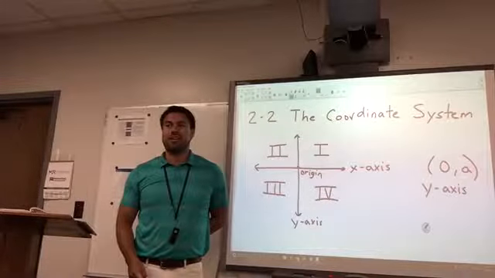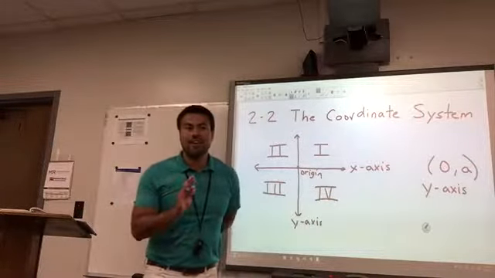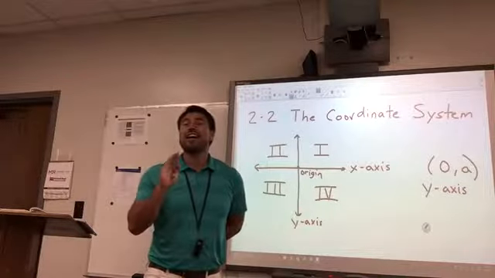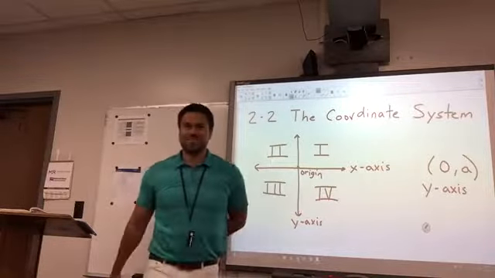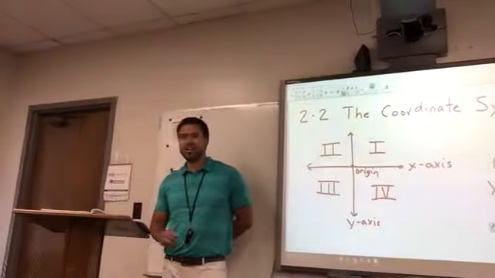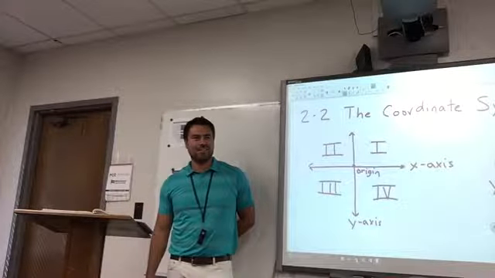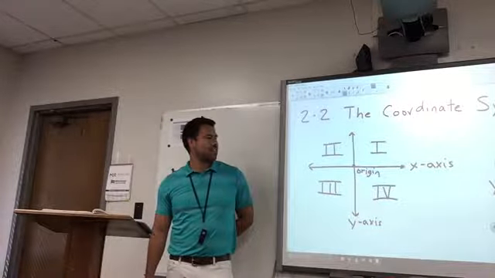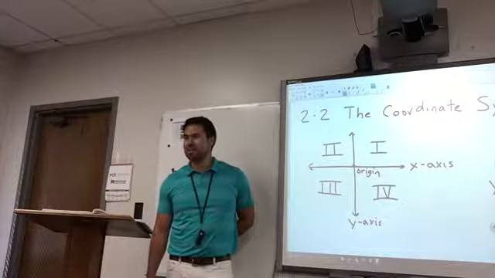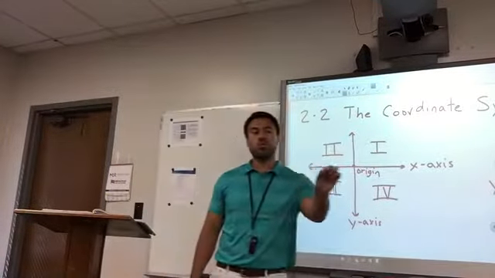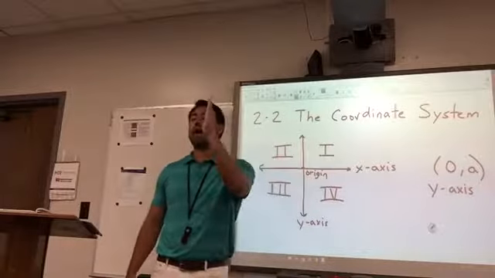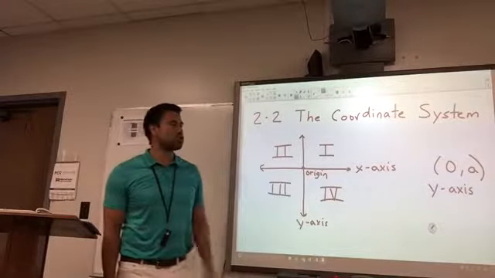Ready? 0, -2. Murphy? It would be on the y-axis. Oh, yeah, I guess it would be. Yep, that's correct. So if I ask which quadrant, you're going to say y-axis. Okay? It's like a trick question.